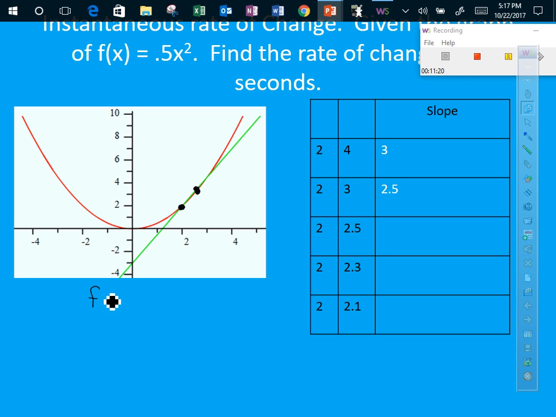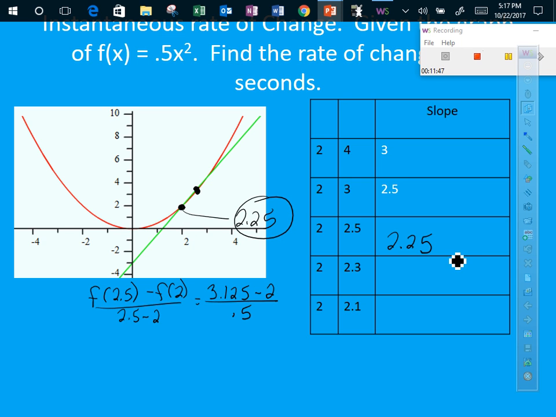So we're going to go f of 2.5 minus f of 2 over 2.5 minus 2. I'm going to get 3.125 minus 2 over 0.5. So I'm going to get a new slope of 2.25. So I'm estimating at this moment that the slope right here is about 2.25. Once again, my h value in this case is 0.5.